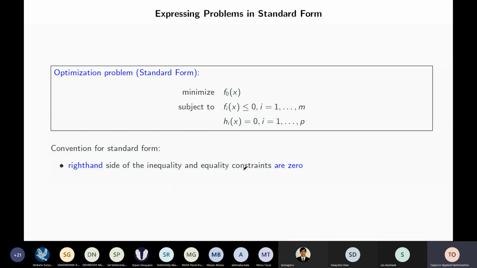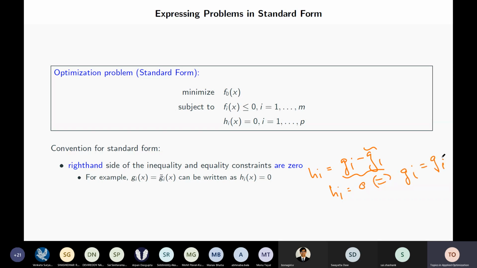So in the standard form, this is the thing to remember: the right hand side of the inequality and equality constraints are 0 in standard form. So for example, gi x is equal to, let us say, gi tilde x can be written as hi, where hi is gi minus gi tilde. I think I forgot to write this. So I have to redefine hi such that this is this, and then I can write hi equal to 0, and this implies and is implied by gi is equal to gi tilde. So this was the original form that someone gave me as an equality constraint here, and then I redefine h to be like this, and then I get the standard form.